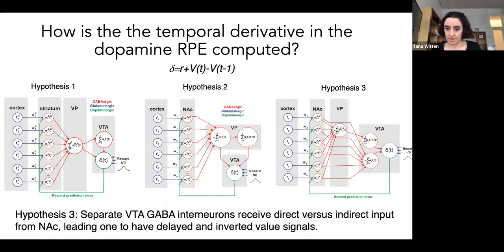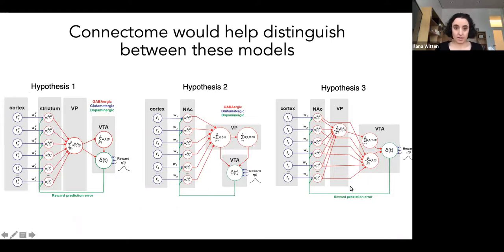Finally, a third hypothesis is a little bit different, and this has to do with the direct and the indirect pathways in the basal ganglia. The idea is the nucleus accumbens, this ventral part of the striatum, could send a direct pathway input to one class of interneurons in the VTA and indirect through the pallidum to another class of interneurons. And that could also lead to a temporal derivative, because you'll have one pathway that has an extra synapse and an extra negative sign. So that will again delay and invert the signal. So this is a bit of a different hypothesis.